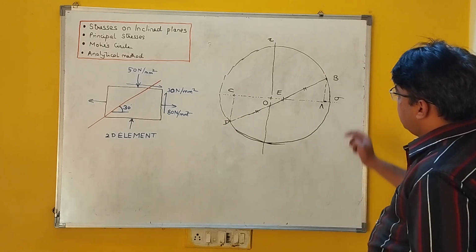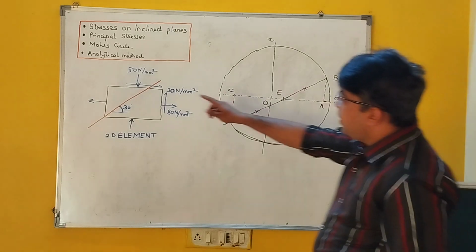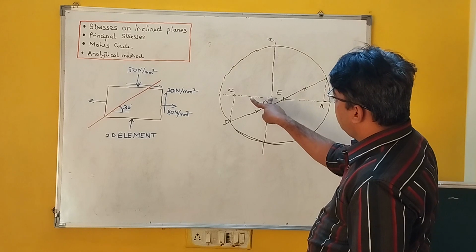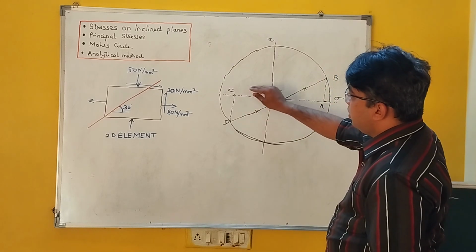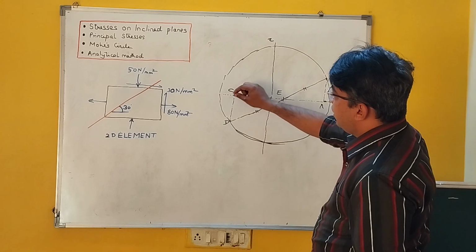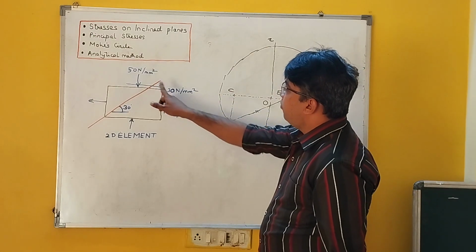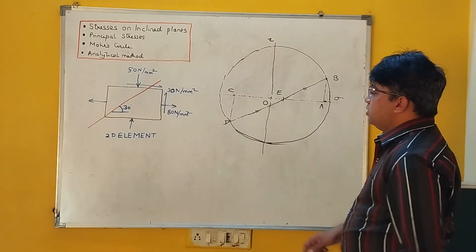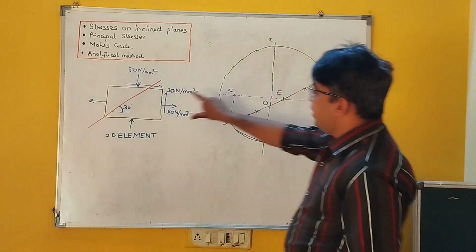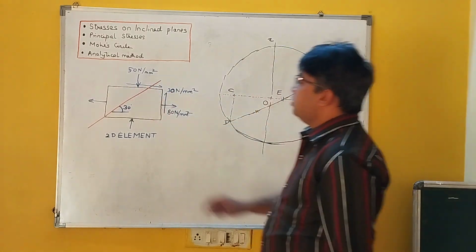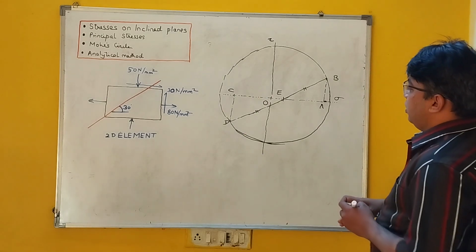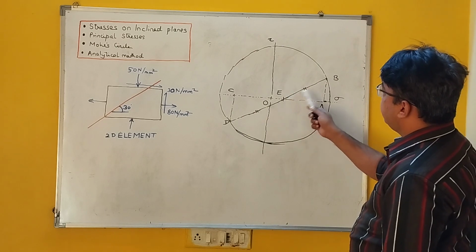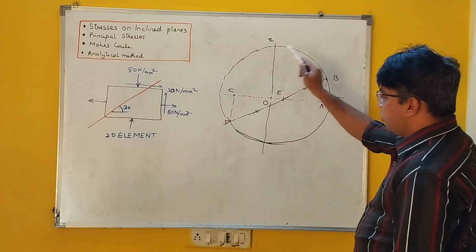Then we are having this plane which is at minus 50 from O, minus 50, and even it is having shear stress of 30 Newton per mm square, but in clockwise direction. So D point comes out to be over here. So B point is nothing but this plane, and D point is nothing but this plane, and so on. Then with DB as diameter and E as center, we constructed one circle. So this is the Mohr's circle.